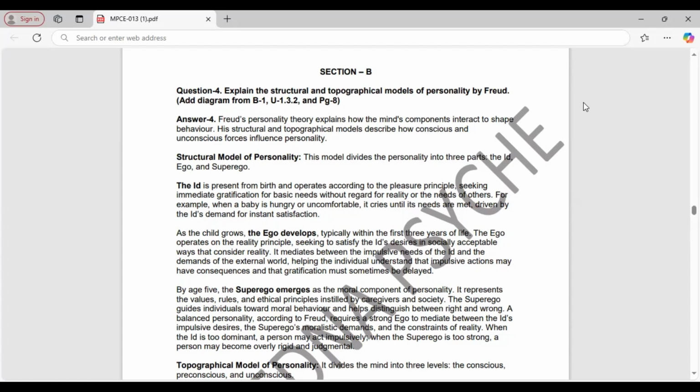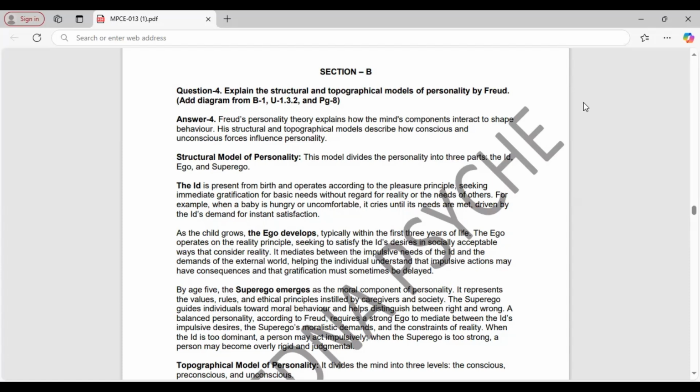Id is present from birth and it operates on the pleasure principle, seeking immediate gratification for basic needs without considering reality. For example, a hungry baby cries for food driven by its demand for instant satisfaction. Ego, it develops within the first 3 years of life and it operates on the reality principle, aiming to satisfy its desire in socially acceptable ways. It mediates between impulsive needs and external demands, teaching that actions have consequences and gratification may need to be delayed.